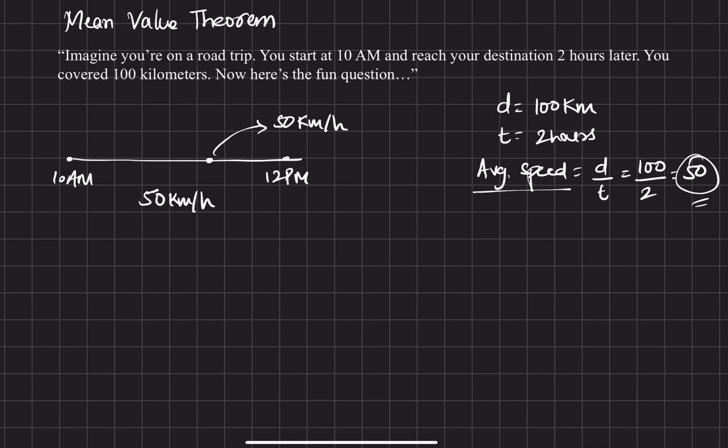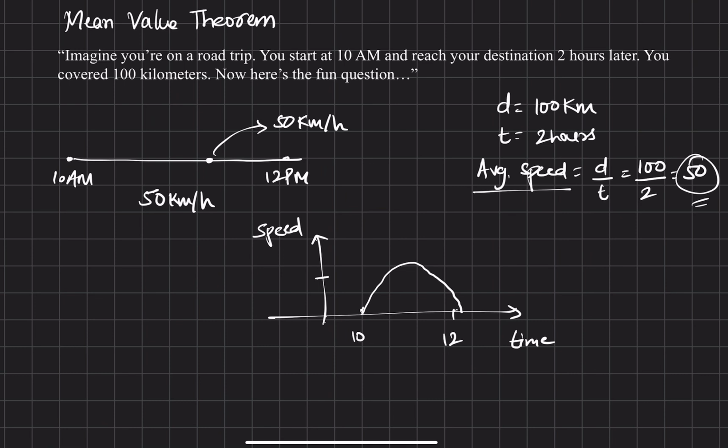If you want to look at it more graphically, then let me put a scale here. Let's say this is time and this is speed. If this is 10 a.m. and this is 12 p.m., then your speed at 10 was, of course, 0. You started at 10, and then your speed increased, and then it came down to here. So your speed varied in this way.